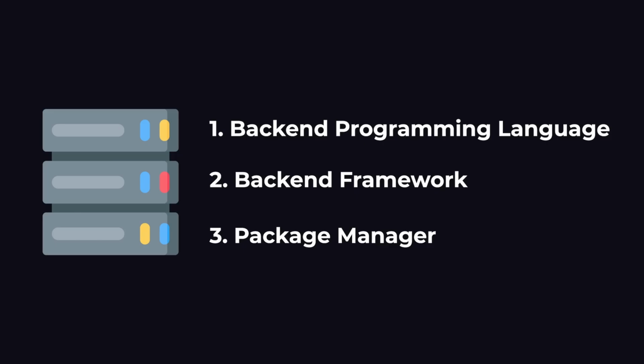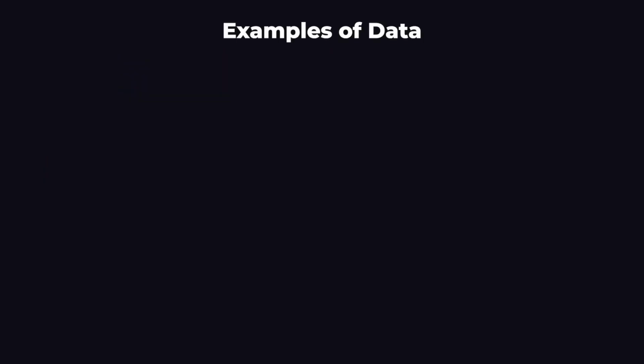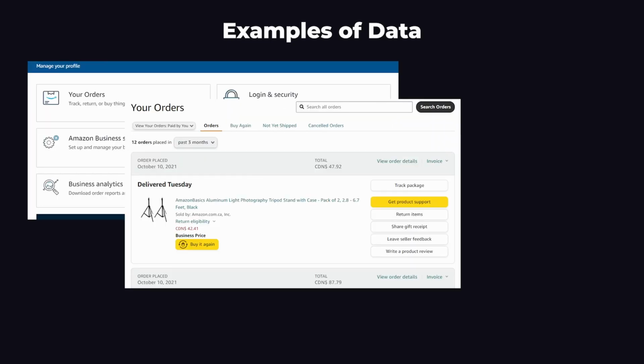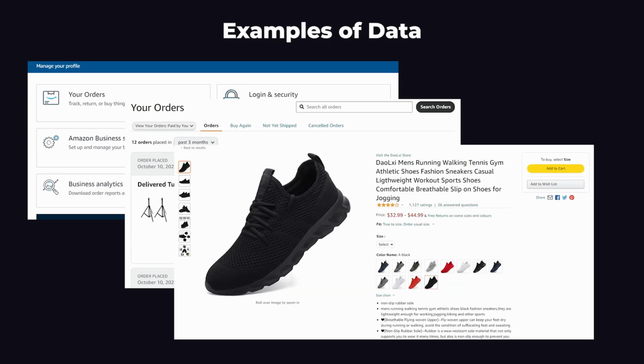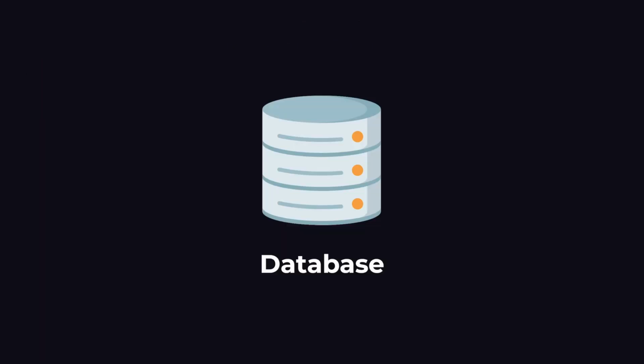The next problem we have is we need somewhere to save the data for our website. Going back to our Amazon example, data could mean our user data, like the login information, order history, as well as data for all the products that are being sold on Amazon, the descriptions, the ratings, and the reviews. To do this, we use a database. A database helps us store and manage data.